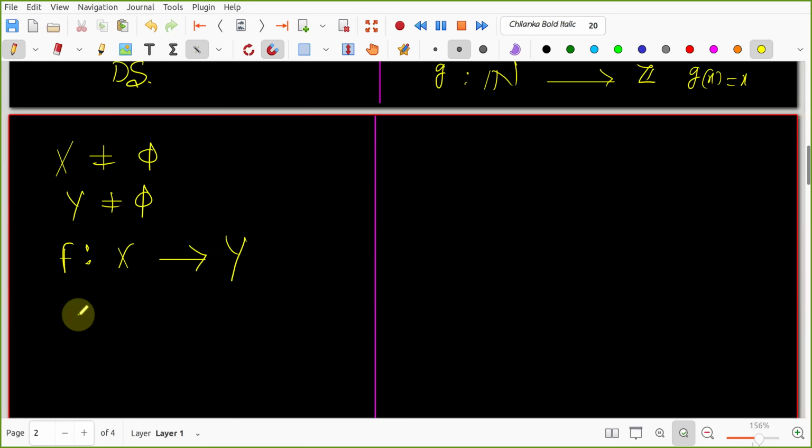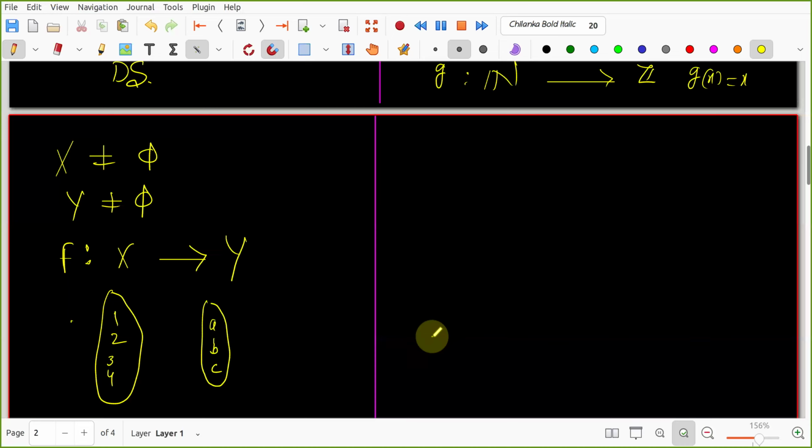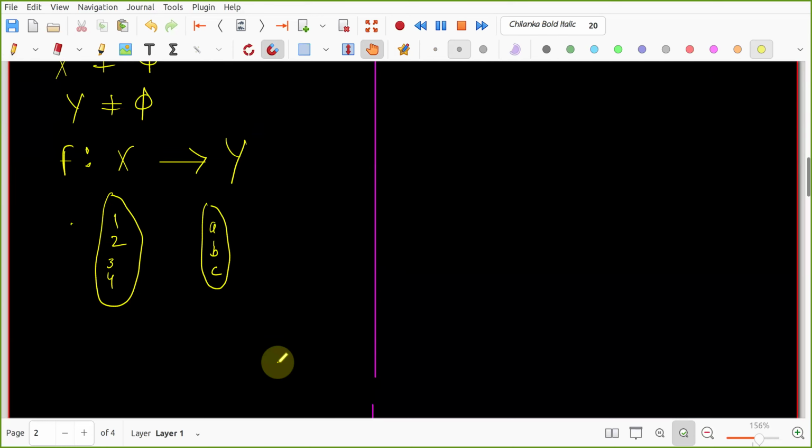So to make it clear to everyone, I am taking some set here, 1, 2, 3, 4, okay. Here I am taking A, B, C, okay. Now I am clearing all of you. Somebody can give me one constant function from here to here? Who is ready? Be quick, these are simple. I want one map from here to here.